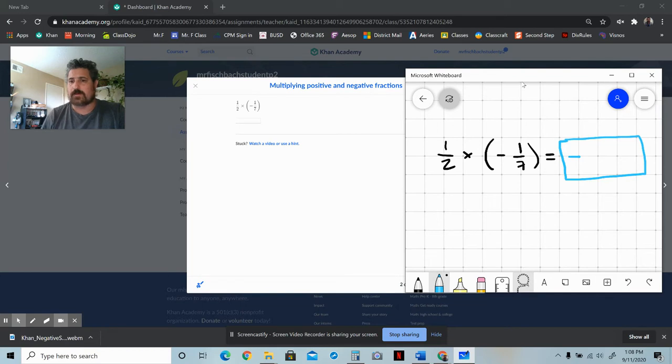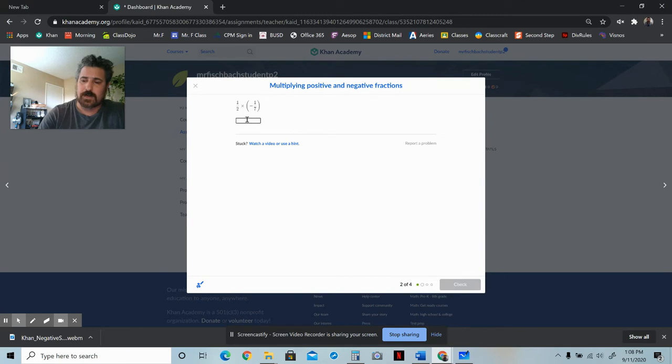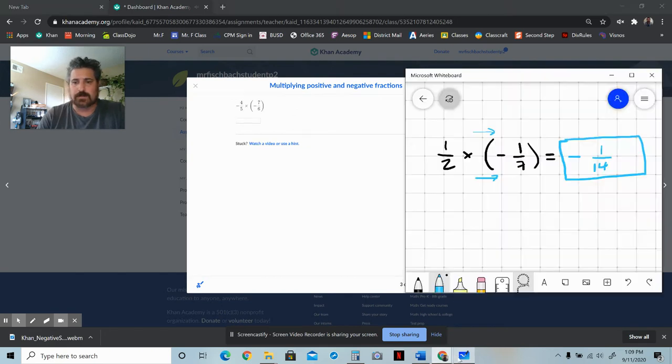1/2 times 1/7. Are there any common factors at top and bottom? Nope. So then you just multiply across the top, multiply across the bottom. 1 times 1 is 1, and 7 times 2 is 14. So the correct answer there is just negative 1/14. You go over to your answer, put a negative sign, then a space, and then 1/14. And there's your answer.